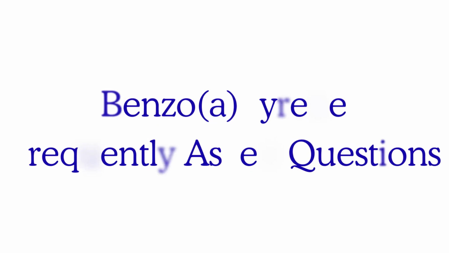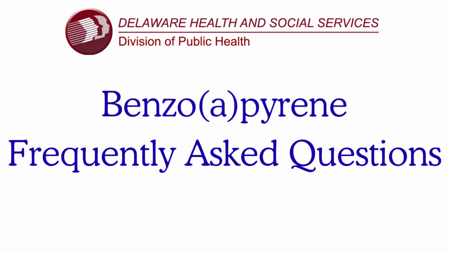What is benzo[a]pyrene? Benzo[a]pyrene is part of a class of chemicals called polycyclic aromatic hydrocarbons. PAHs usually occur as complex mixtures, not as single compounds. Benzo[a]pyrene is often used as an indicator chemical to measure exposure to PAH mixtures. The United States Environmental Protection Agency, EPA, lists benzo[a]pyrene as a drinking water contaminant, a hazardous air pollutant, and a hazardous substance.